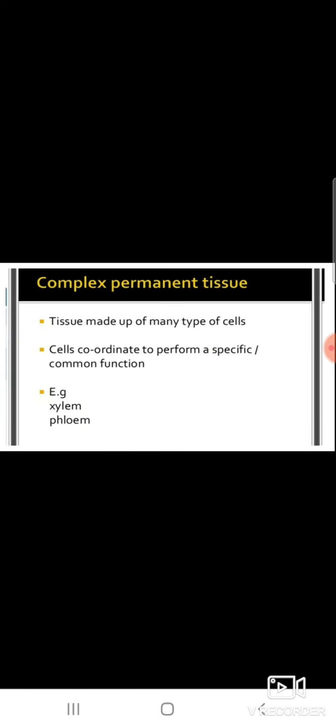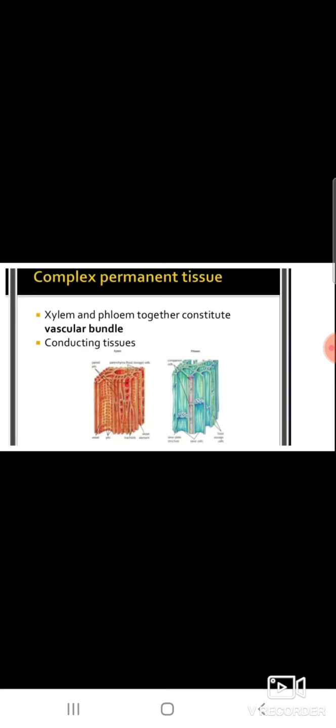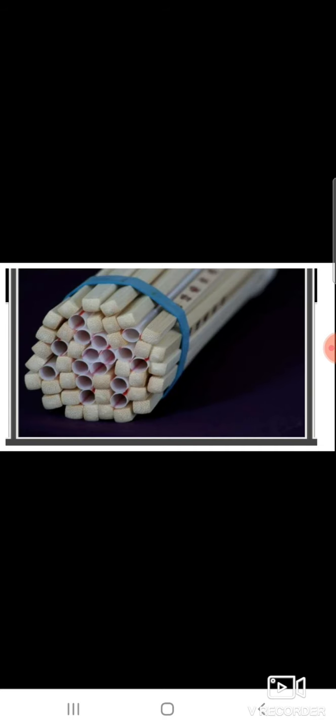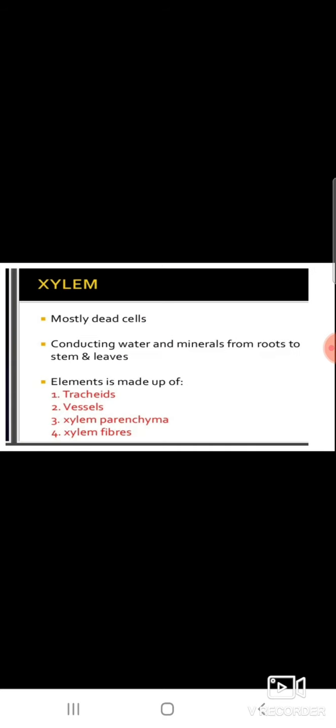Complex permanent tissues are made up of many types of cells that coordinate to perform specific common functions. Examples are xylem and phloem, which together form the vascular bundle, the conducting tissues. These are pictures of conducting tissues. Xylem has mostly dead cells conducting water and minerals from roots to stem and leaves. Xylem elements are made up of tracheids, vessels, xylem parenchyma and xylem fibers. These are pictures of xylem.